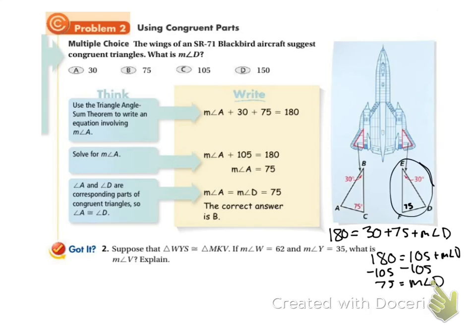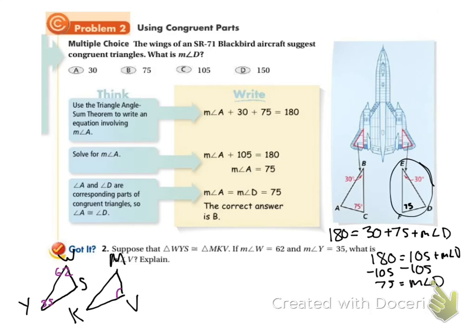So let's try our own. Try to make it distinct looking triangles. So WYS is congruent to MKV if the measure of angle W is 62, and the measure of angle Y is 35. What is the measure of angle V?